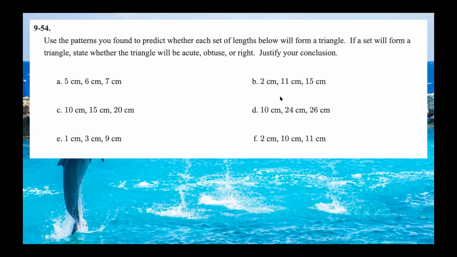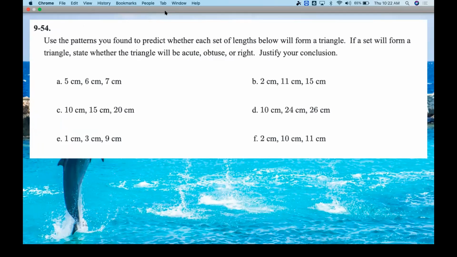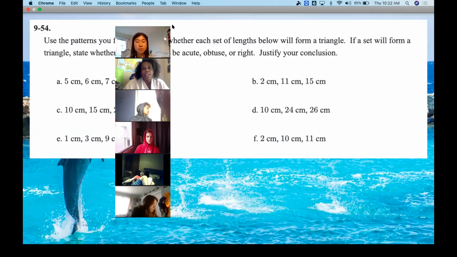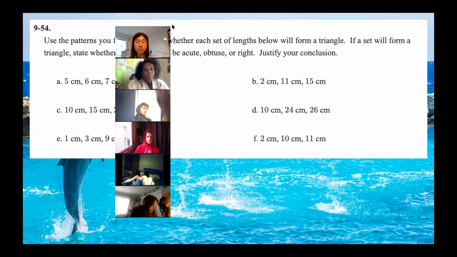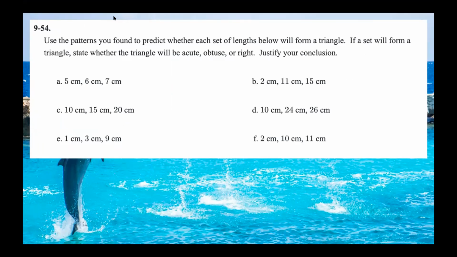Okay, here you go. So let's do part B. We have 2, 11, and 15. And before I even whip out the whiteboard, I first want to ask, is B a triangle? Yes or no? And if you say yes or no, can you tell us why? Let me see who raises their hand first. Ooh, Sally, let me hear from you.